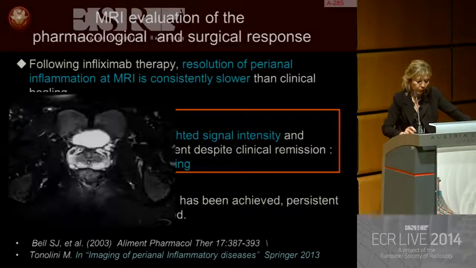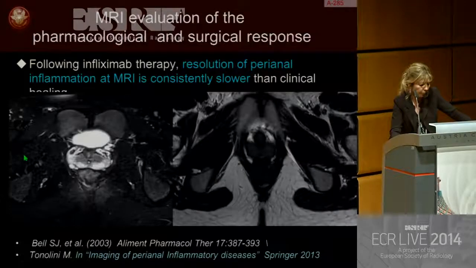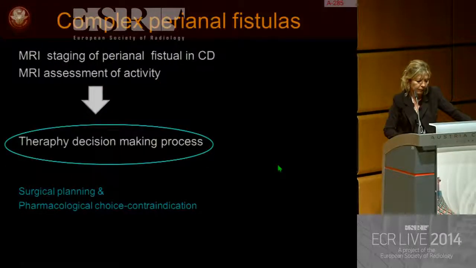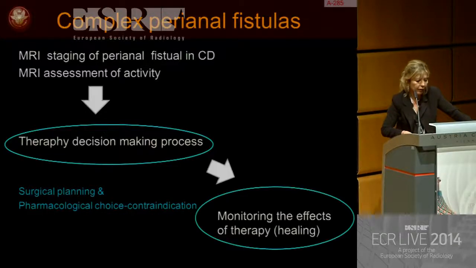So this is a very important point. Here you may see a persistent bright signal. This is probably a not completely healed fistula, and here you may see a complete healing of a fistula. So MRI is extremely important in the therapy decision-making process, for surgical planning, for the pharmacological choice of the proper treatment, and for monitoring the effect of the therapy.